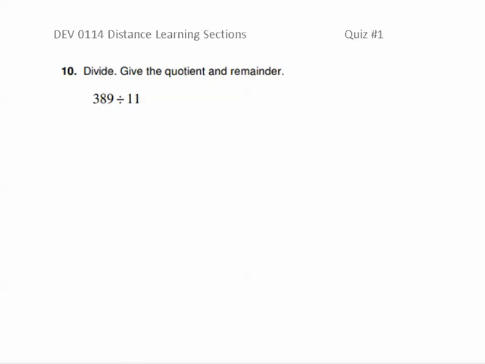All right, number 10 from quiz 1. We're looking at dividing 389 by 11, and the problem wants us to give the quotient and the remainder. To find these two values, the quotient and the remainder, we need to use long division. So we're going to take 11 and divide that into 389.